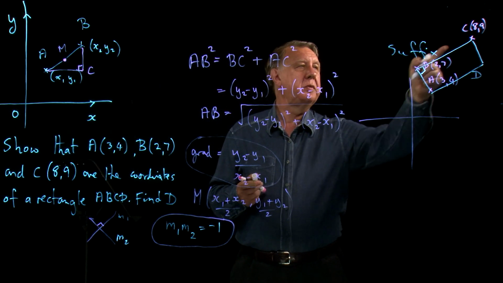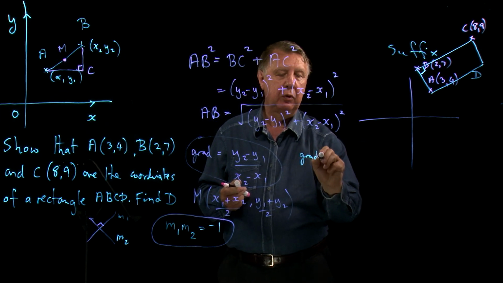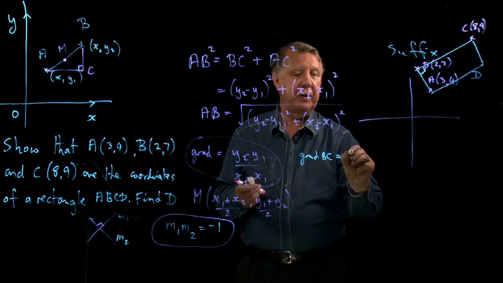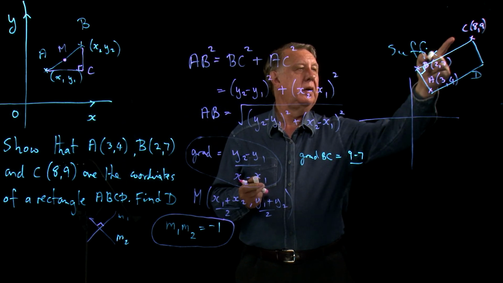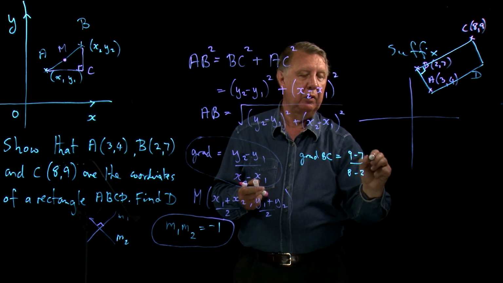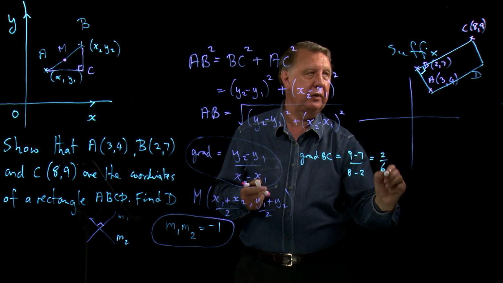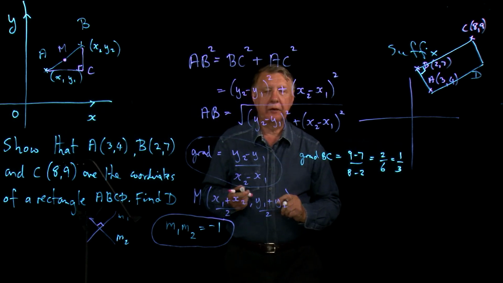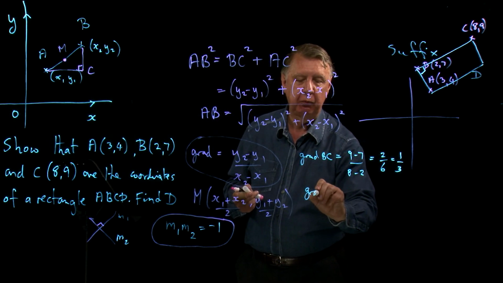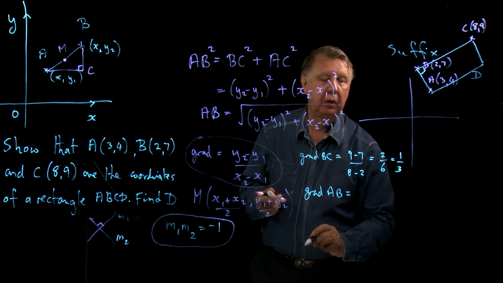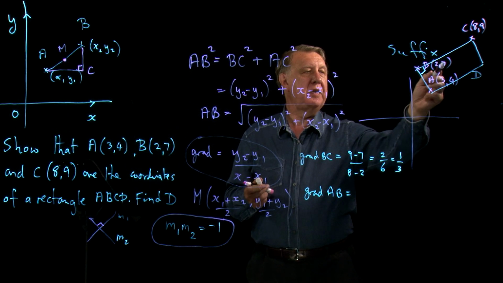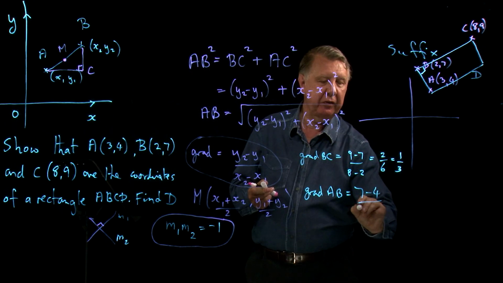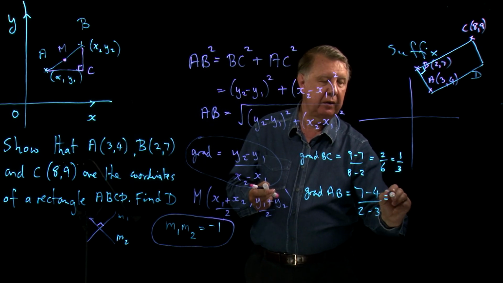So, the gradient of BC is equal to 9 take away 7 over 8 take away 2, which is 2 over 6, which is a third. And the gradient of AB, then, 7 take away 4 over 2 take away 3 is -3.